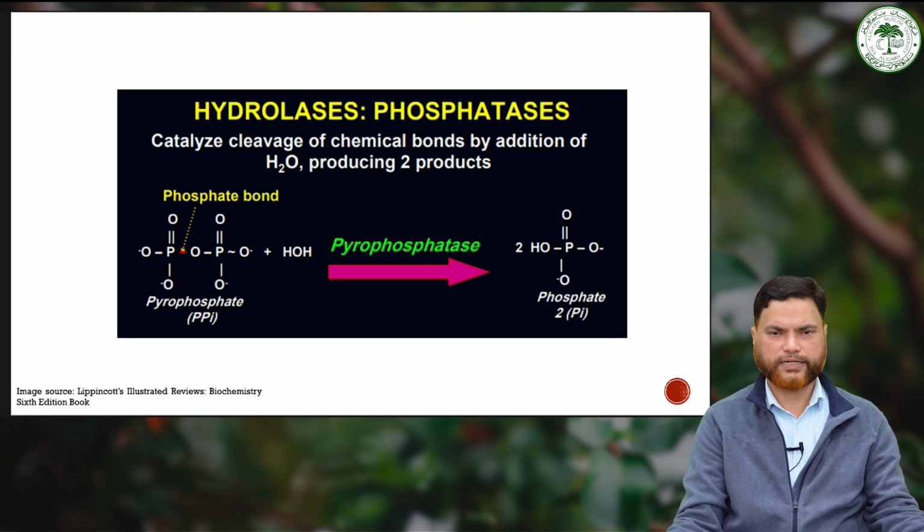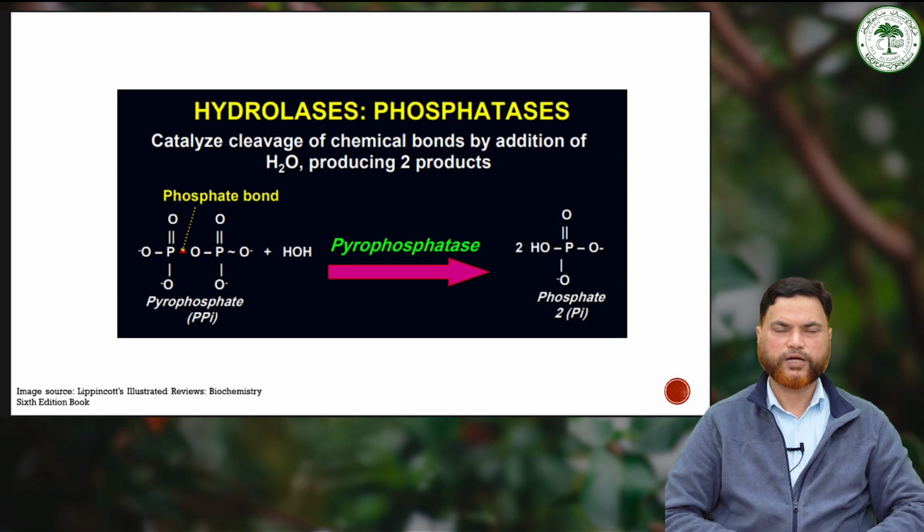An example of this category is what I mentioned here: pyrophosphatases catalyze the cleavage of the high energy phosphoanhydride bond of pyrophosphate in the presence of a water molecule, forming two inorganic phosphates. This process is essentially irreversible, with the transfer of hydroxyl from HOH to inorganic phosphate. So this is a very crucial enzymatic reaction catalyzed by pyrophosphatases.